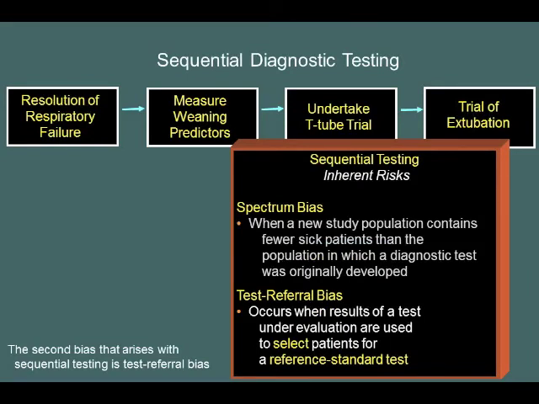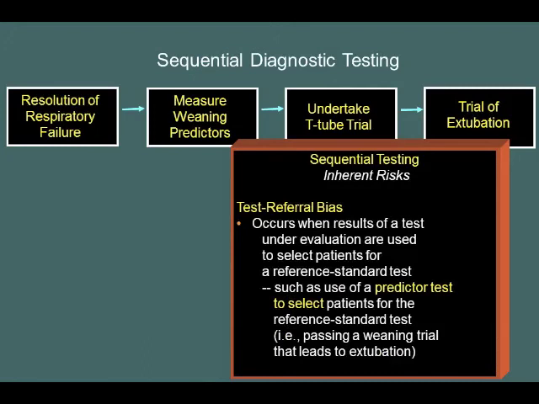A second bias that results is test referral bias. And this occurs when the results of a test under evaluation are used to select patients for a reference standard test, such as the use of a weaning predictor test to select patients for the reference standard test, passing a weaning trial that leads to extubation.